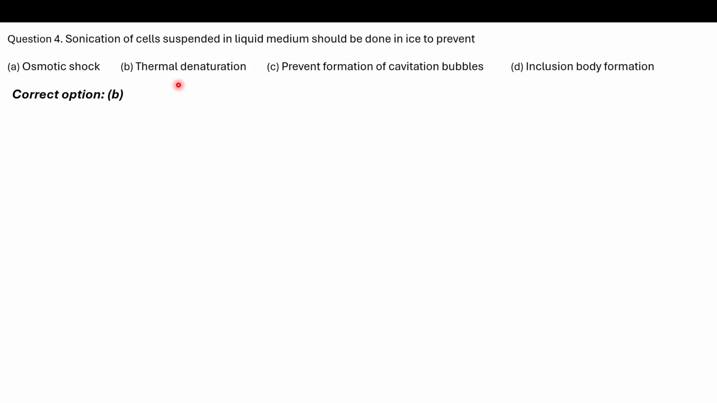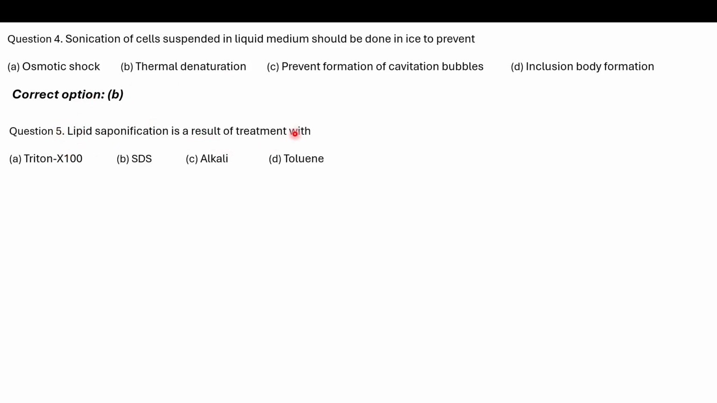So we have to keep the sample on ice, and then we looked at the titanium probe that is kept inside the cell suspension to disrupt the cells. We keep it on ice so that we prevent the thermal denaturation of the intracellular macromolecules.